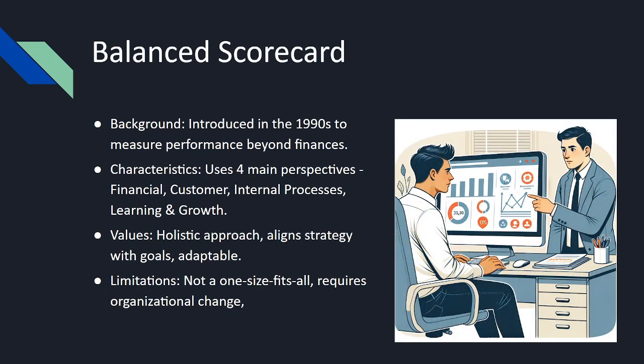Now we move into our first model, which is the balanced scorecard. So a little bit of background on the balanced scorecard is that it was introduced in the 1990s by Dr. Robert Kaplan and Dr. David Norton. It was created to measure performance beyond finances, beyond those financial metrics. And then a few characteristics that this model uses is it uses 4 main perspectives. It is the financial, customer, internal processes, and learning and growth.